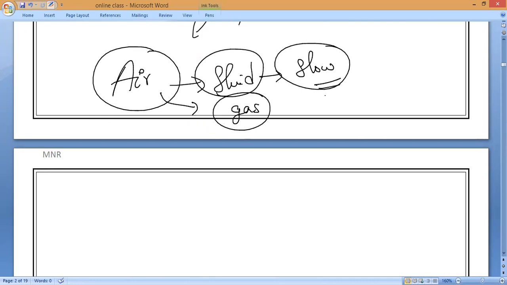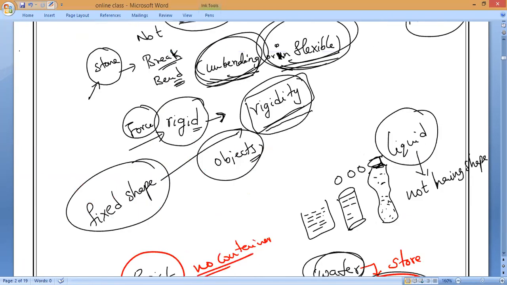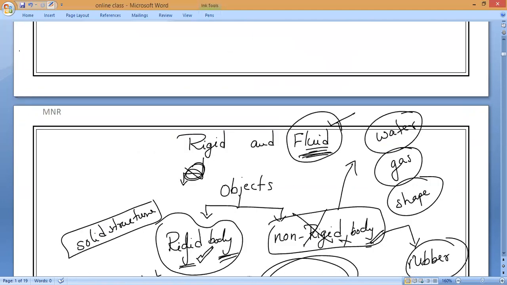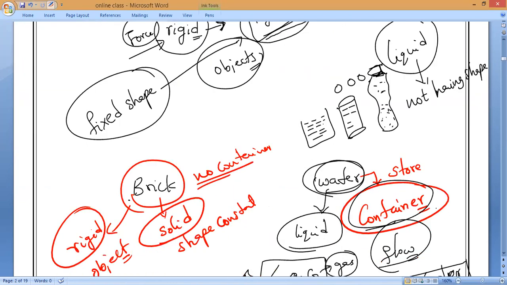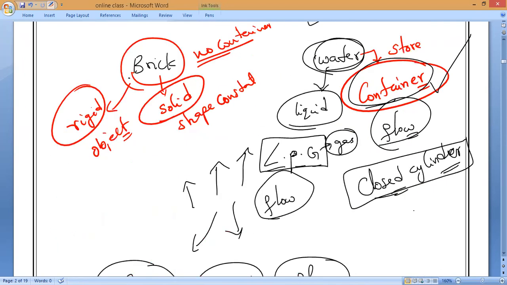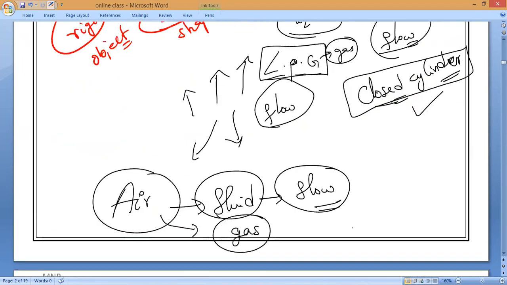That is the reason. So that is what you have to understand. What do you mean by rigid? What do you mean by fluid? Rigid means unbending or inflexible. But fluid means which can flow easily. Property of flow. Which can flow easily, and always we require containers to close it. Understand, everyone? That is what we used to call as fluid.